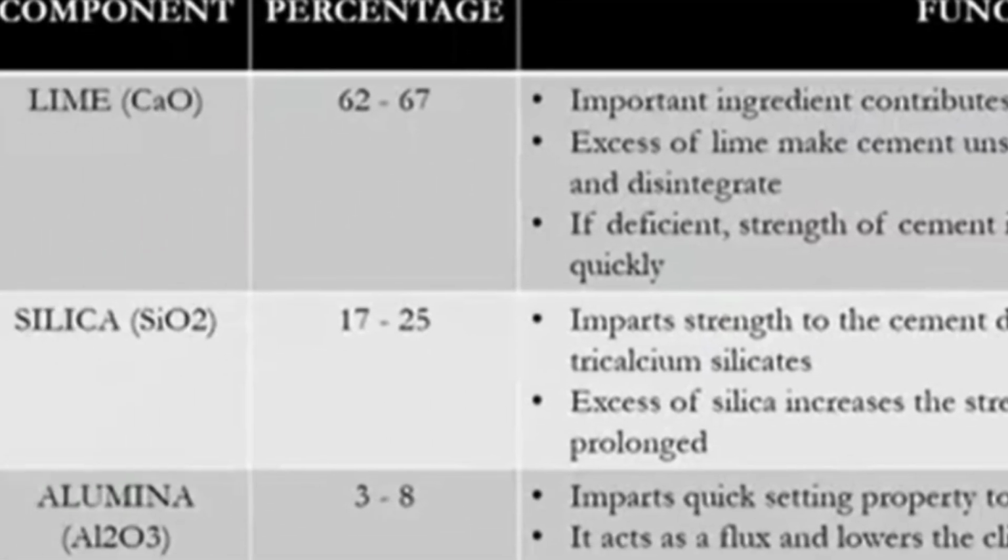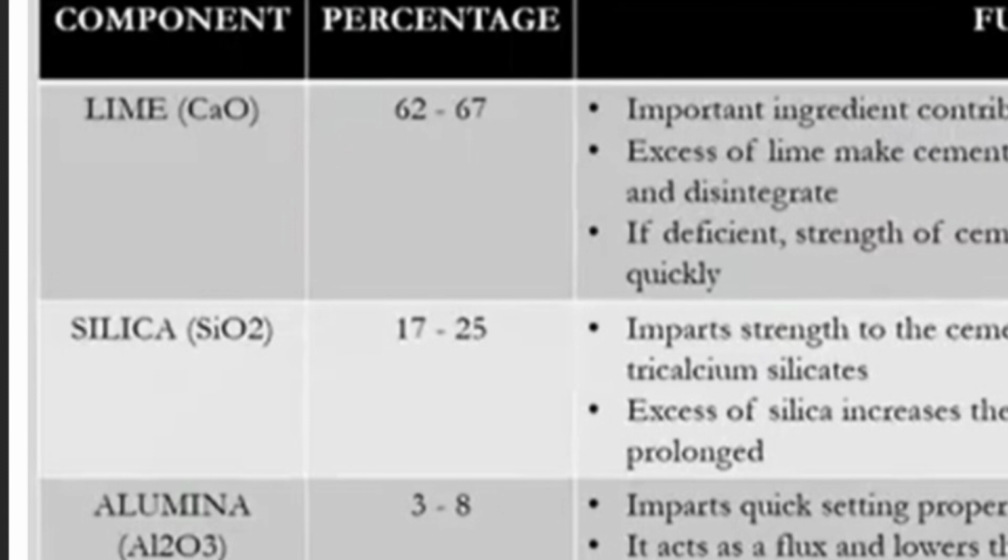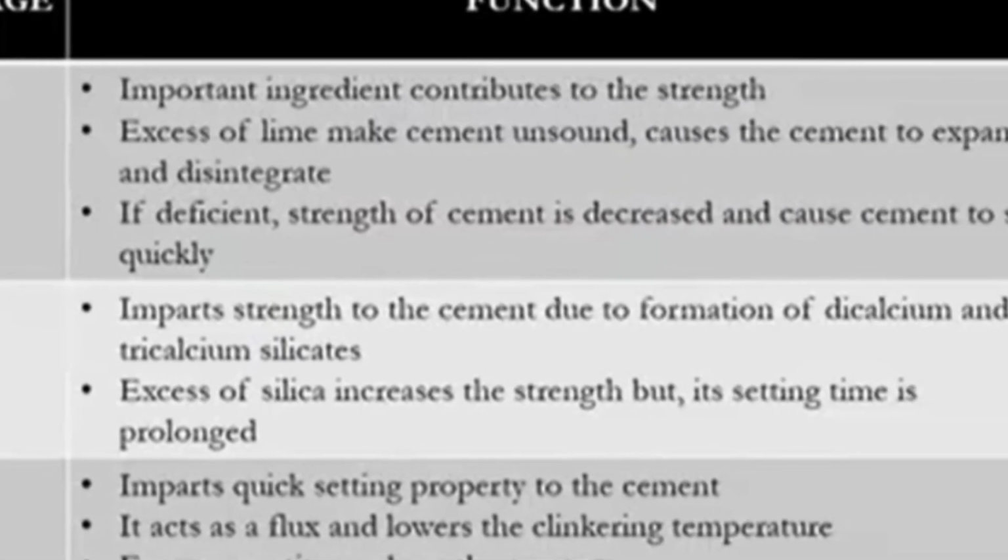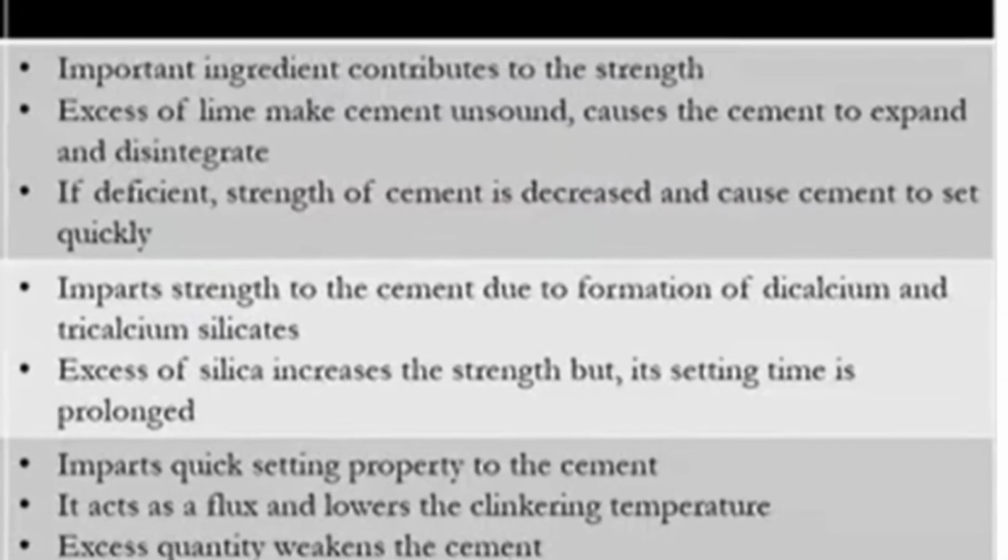Second ingredient is silica, that is SiO2. So the percentage of silica available is 17 to 25%. So now the function is, it imparts strength to the cement due to the formation of dicalcium and tricalcium silicate. So the excess of silica increases the strength, but the setting time will be prolonged.